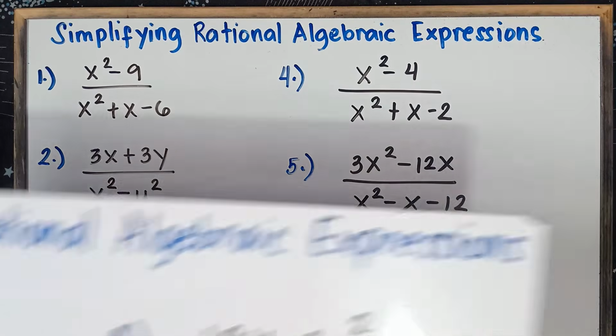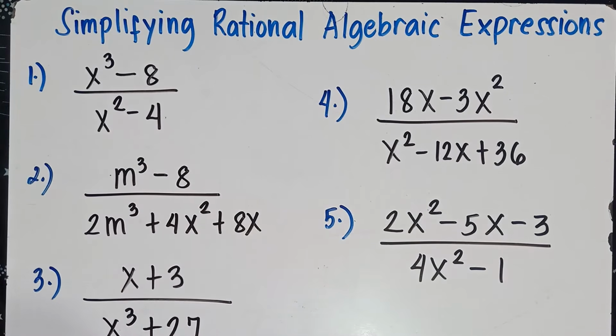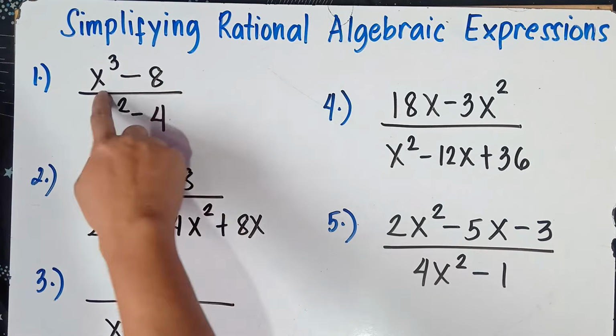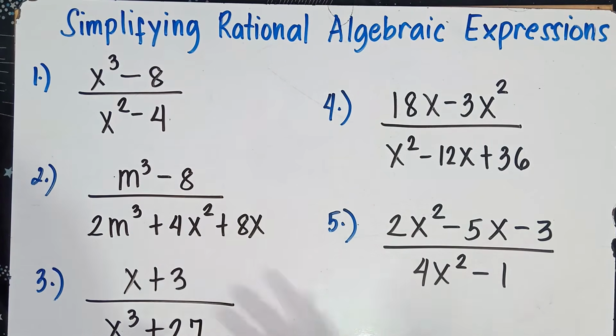And then for part 3, this will be quite complicated. It is another simplifying of rational algebraic expressions, but we will be dealing with the sum and difference of two cubes, combined with the difference of two squares. We will have plenty of more complicated examples for you to really understand this, 5 examples in part 3 of our video class.